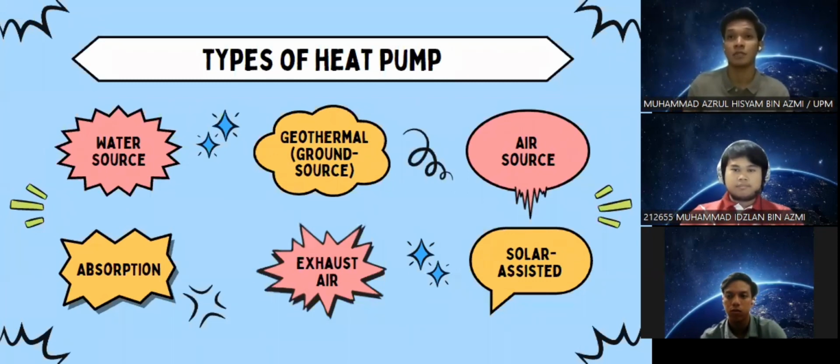All right, these are the types of heat pump. First is water source, second is geothermal or ground source, third is air source, and the next is solar assisted, next is exhaust air, and last one is absorption.